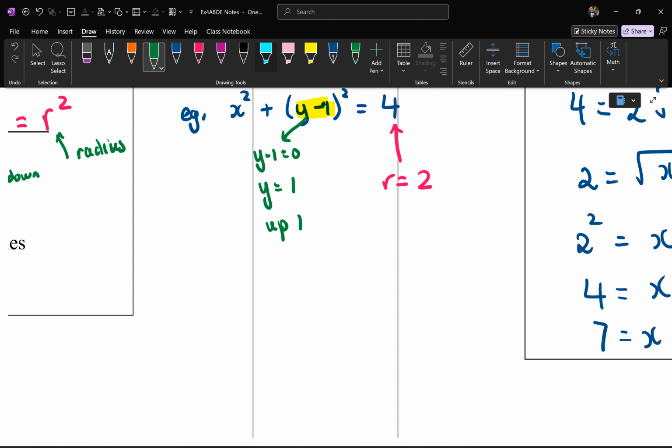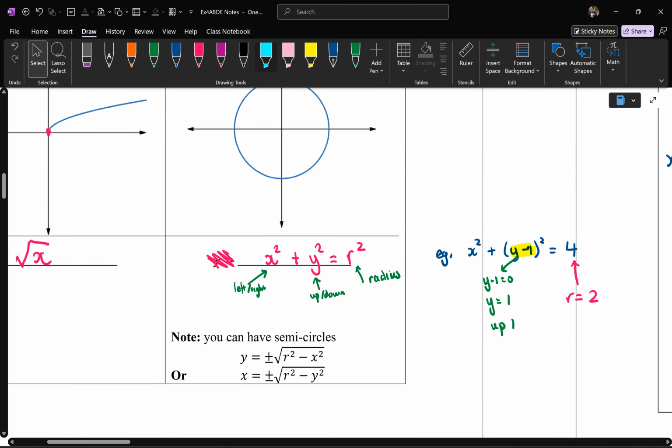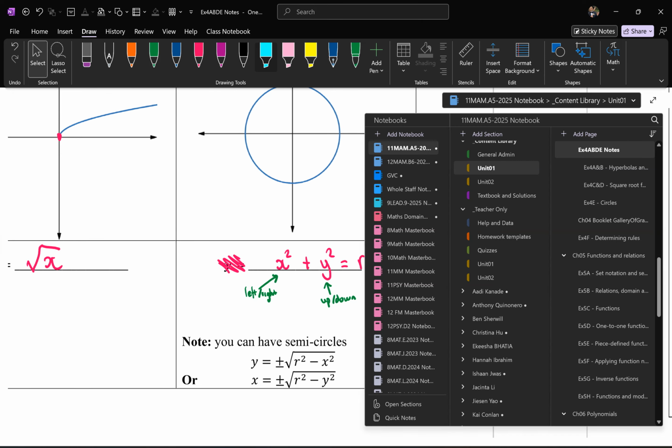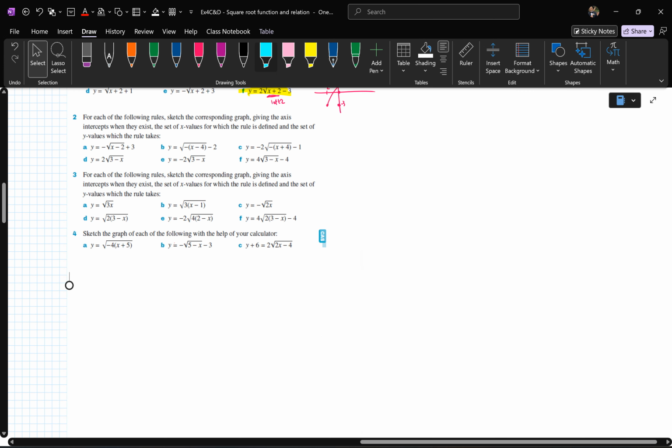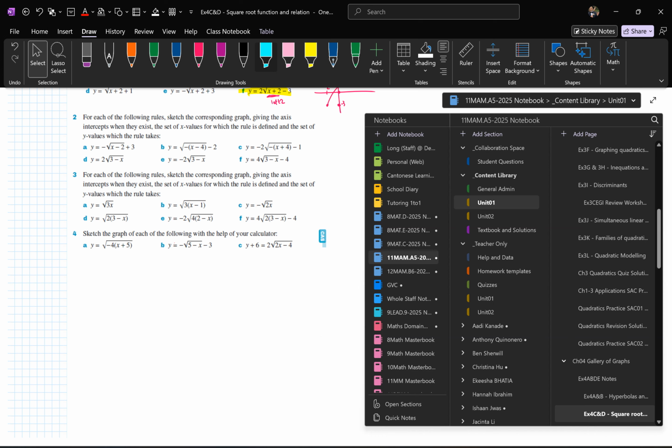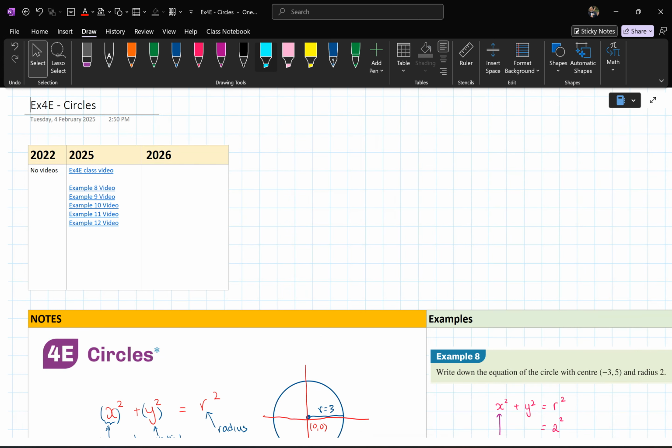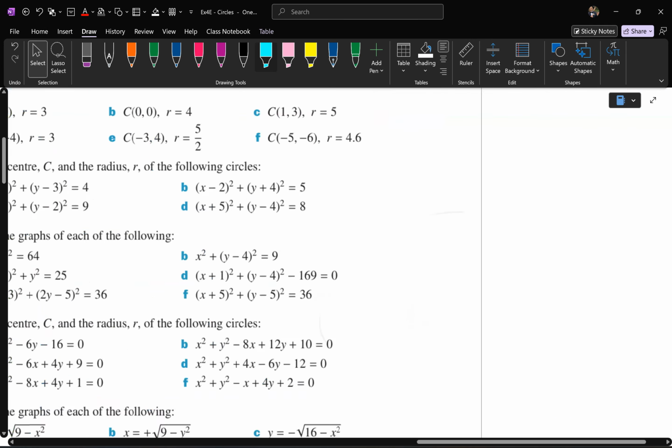Okay, so this is only slightly different to what we've been doing, but it's the reason why is because the equation is different too. Okay, let's try another one. I'm going to go to the exercise itself. Let's see if you can pick up on reading it now. So let's go to exercise 4E, circles. Where is it? 4E is just over here. Let's see if you can read the circles.